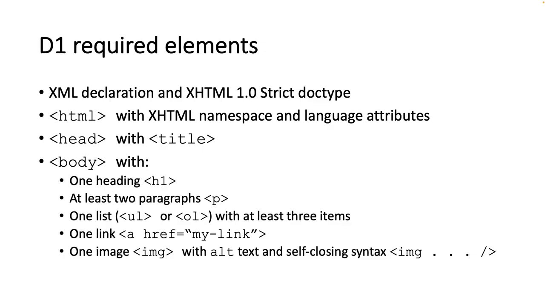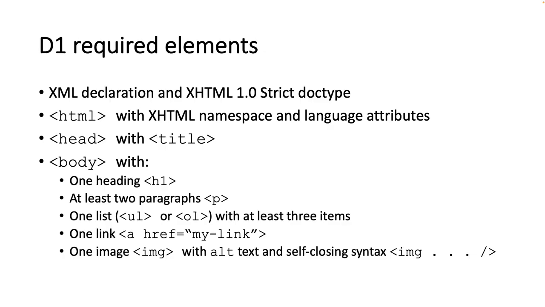You'll start off with your HTML root element with your XHTML namespace and language attributes. You'll need a head with a title, and then you'll terminate the head, and then you'll start your body, and you'll open with your H1 tag. You'll have at least 2 paragraph tags, 1 list, either unordered or ordered, with 3 list items. You'll need 1 link, and you'll need 1 image with alt text and self-closing syntax, otherwise known as an empty element. Don't worry, we'll go over this. It'll make a lot of sense.